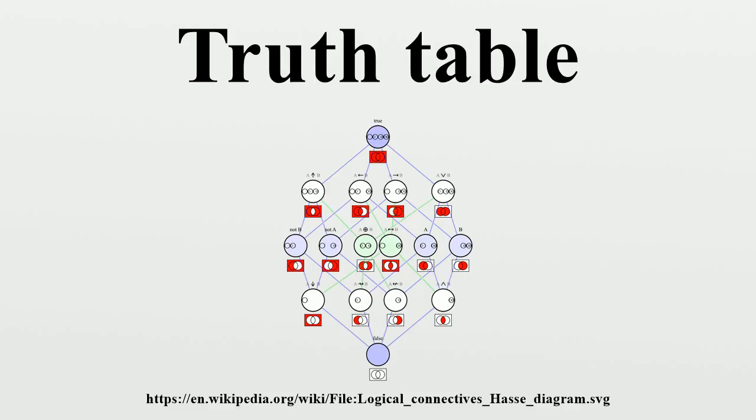Logical negation. Logical negation is an operation on one logical value, typically the value of a proposition, that produces a value of true if its operand is false and a value of false if its operand is true. The truth table for not P is as follows.